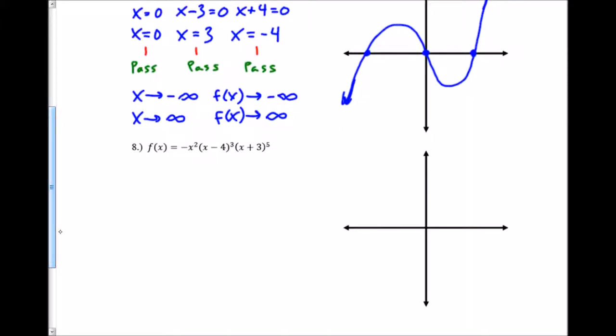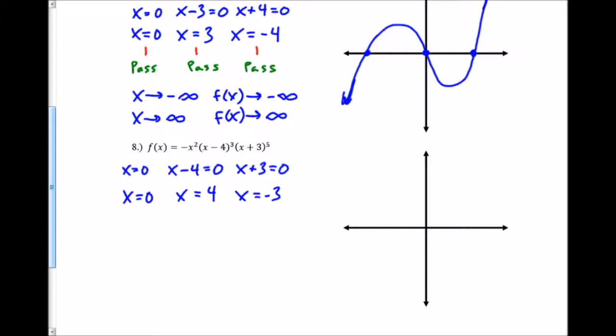So again, I set each factor equal to 0. I do the x equals 0. I do the x minus 4 equals 0. And I do the x plus 3 equals 0. And I solve each. So x equals 0. Here I add 4, x equals 4. Here I subtract 3, x equals negative 3.